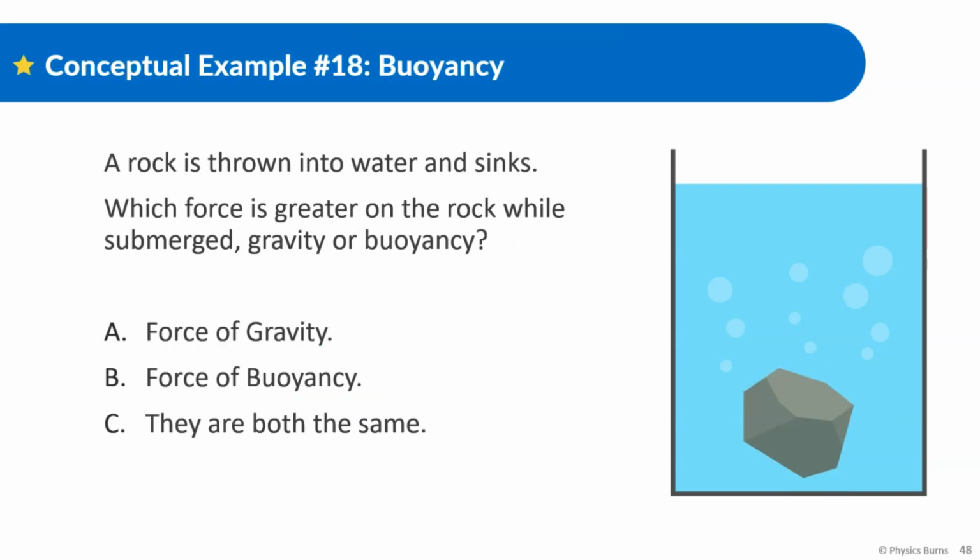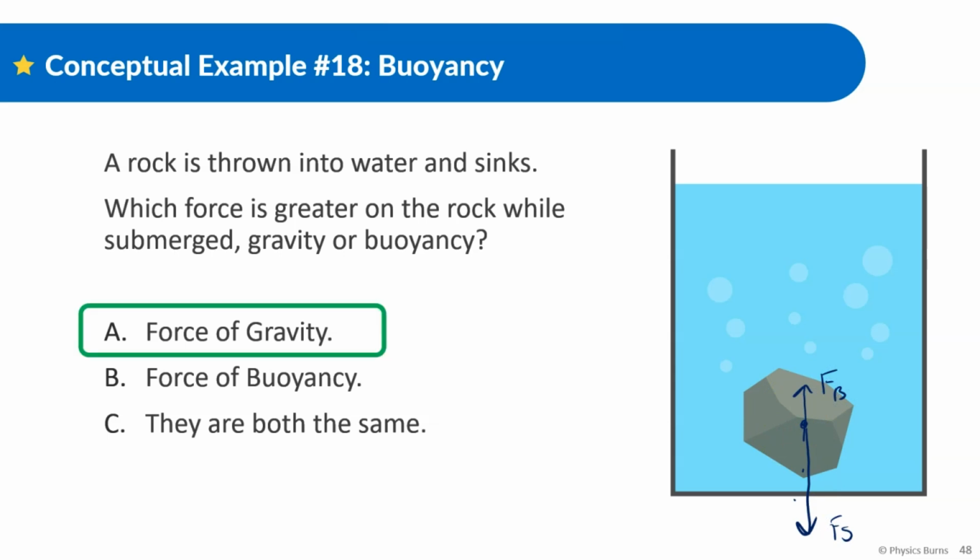Okay. A rock is thrown into water and sinks. Which force is greater on the rock while submerged? Gravity or buoyancy? So this sinking just kind of shows that the force of gravity is more than the force of buoyancy. Okay, so it's going to be the force of gravity. And if that wasn't the case, it wouldn't sink. It would be floating up there.